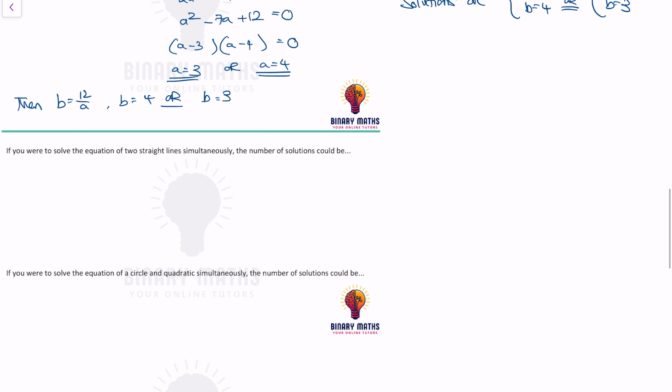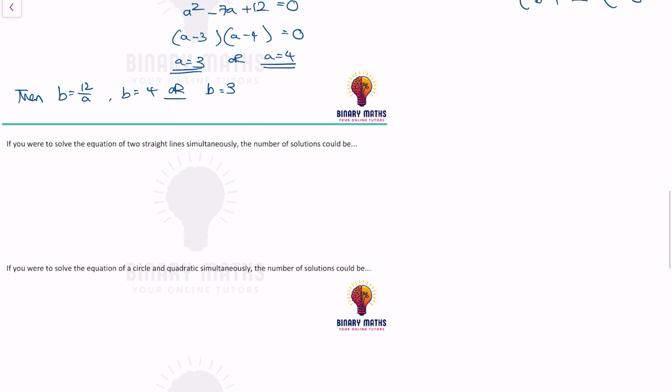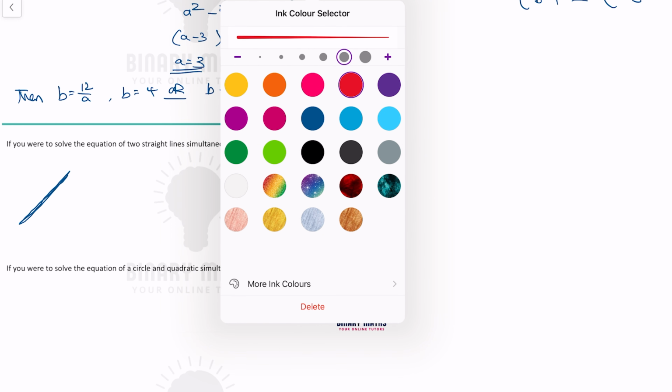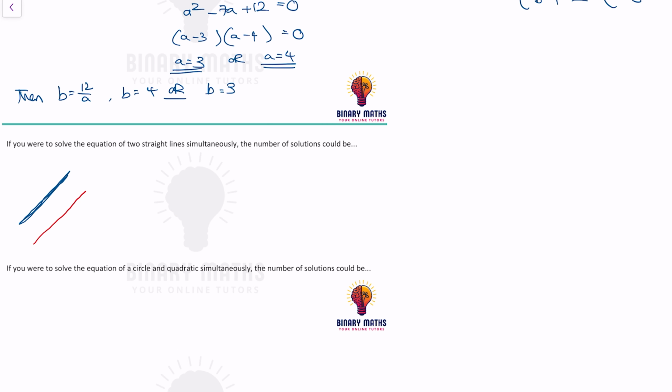Okay, the last thing I want to go through is how many solutions you get when you solve things simultaneously. The first question says, if you were to solve the equation of two straight lines simultaneously, the number of solutions could be. So how many solutions could you get? If I have my first equation of a line, and another one, then my other equation could look like this, which means they're parallel, which means they have 0 solutions because they do not cross at all.